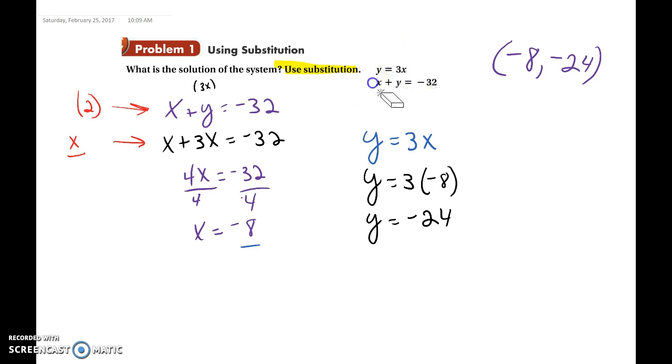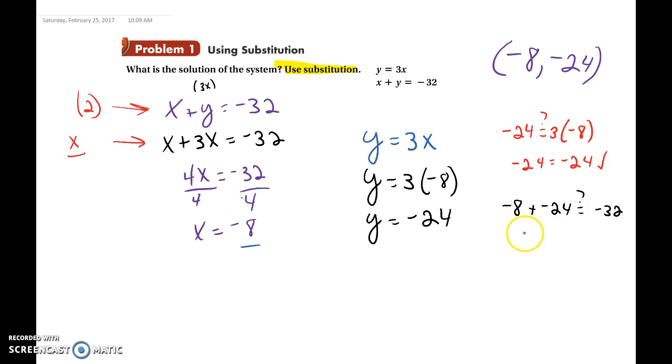So let me just erase this really fast. So in this one, y is equal to 3 times x. So we're checking, does negative 24 equal 3 times negative 8? Negative 24 does equal negative 24. So yes, it works. And then the second one that we'll substitute into, does negative 8 plus negative 24 equal negative 32? And negative 8 plus negative 24 is negative 32, so it works for both. All right, so that just shows, if you want to check your work, you can see that it works for both at the same time.